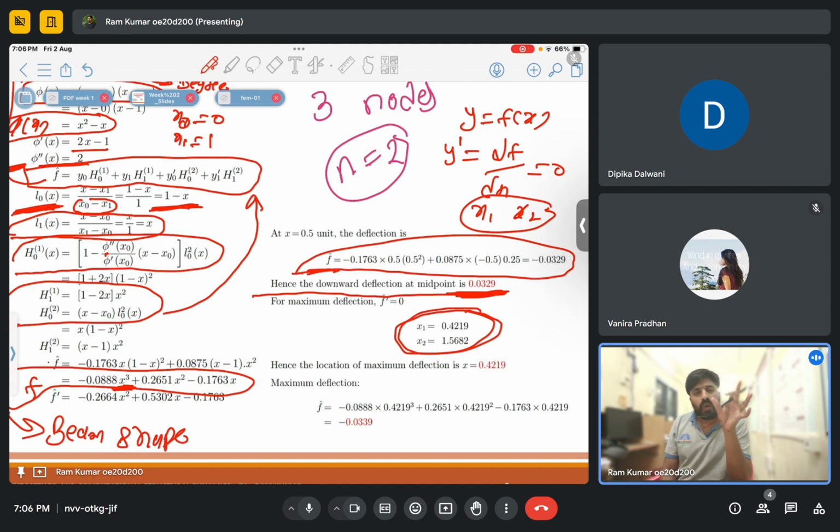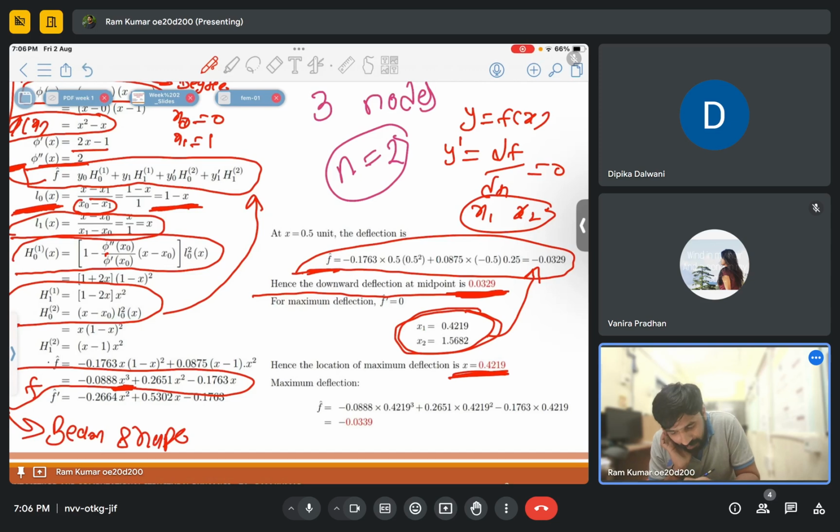So they are asking what is the location of that maximum deflection. If you put that x1 and x2 in this equation, you will get that maximum value. So this will be our answer. They are saying x equal to this will be our maximum. At this point deflection will be maximum. Right now? Yes. Hopefully you are getting it.